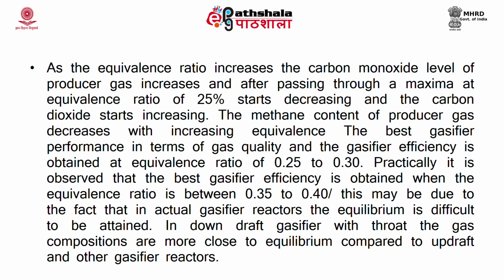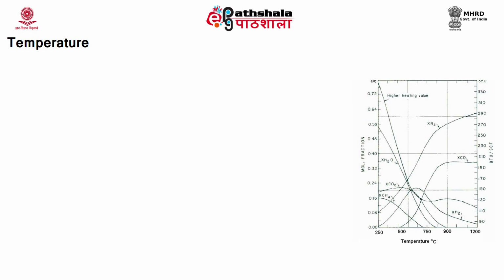It is observed that best gasifier efficiency is obtained when equivalence ratio is between 0.35 to 0.4. It may be due to the fact that in an actual gasifier reactor, the equilibrium is difficult to attain. In downdraft gasifier with throat, the gas compositions are closer to equilibrium compared to updraft and other gasifier reactors. Another parameter is temperature.